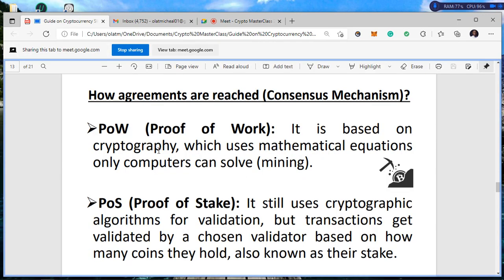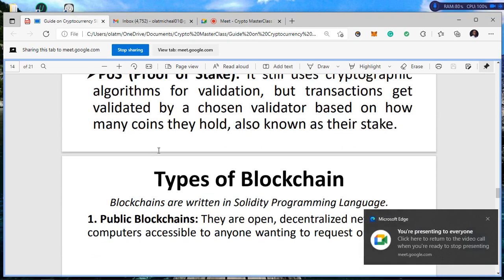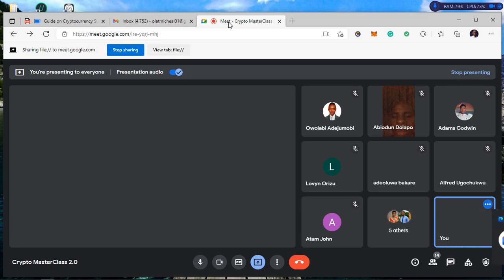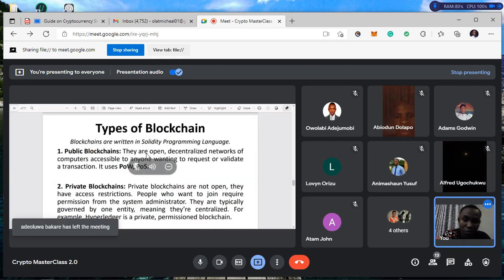So let's proceed further from this. I think we've dwelled too much on that. Now we have types of blockchain. Some of you might not know this, but we have a lot of blockchains, different types for different uses. The first one is the public blockchain, which is open, decentralized, and accessible to anyone. If anyone wants to request or validate a transaction, you are free to do that. There's no restriction. It uses either proof of work or proof of stake, like we discussed earlier. Typical examples are Bitcoin and Ethereum; they are public blockchains.